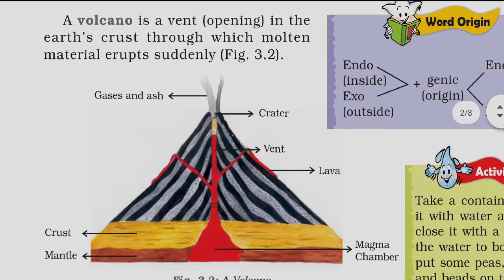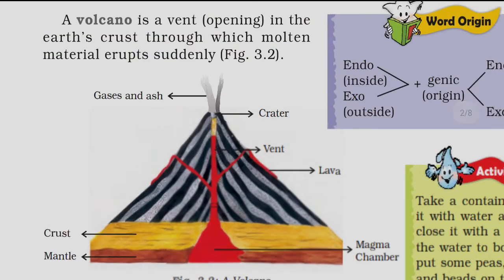There is the mantle, there is the crust, and we can find there is a magma chamber inside the volcano. The magma is flowing out towards the vent pipes, and the lava is flowing out through the vent. On the top of the volcano we can find there is a crater, and the gases and ash from the volcano are flowing out. Okay, so that is almost the structure of the volcano.